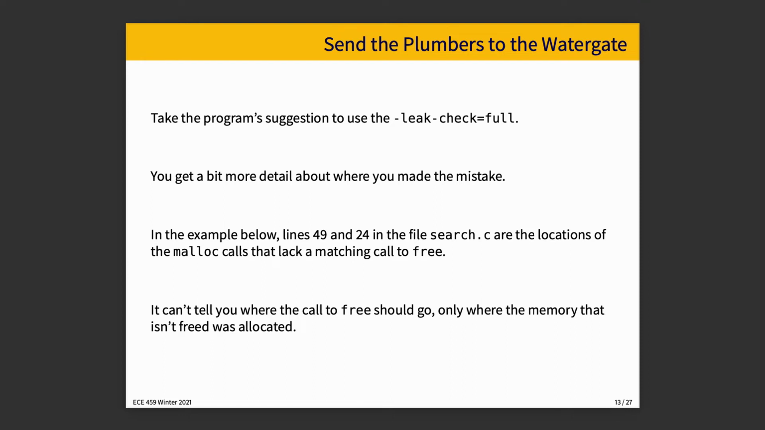In the example below, which is admittedly a C program, just to show you an example of finding a memory leak, the lines 49 and 24 are the locations of memory allocation that lacks a matching deallocation.